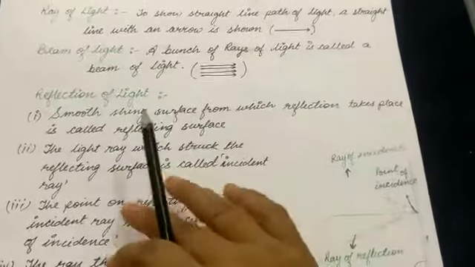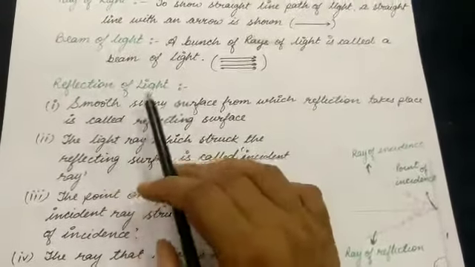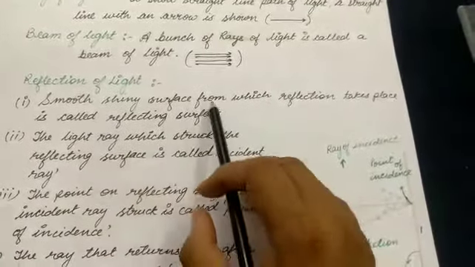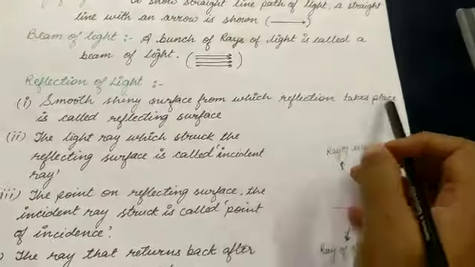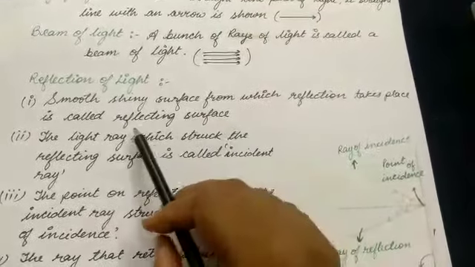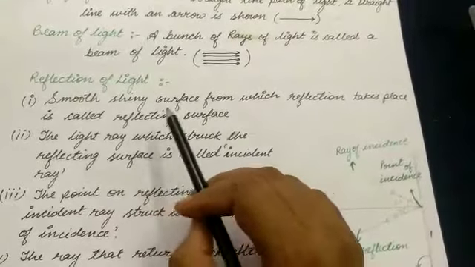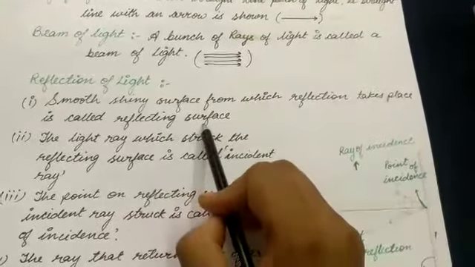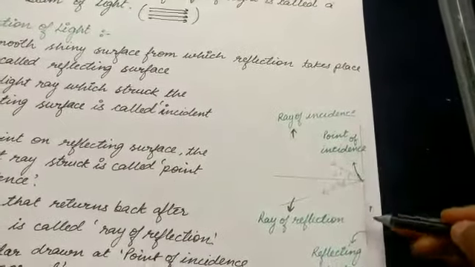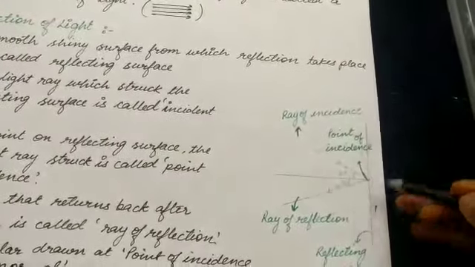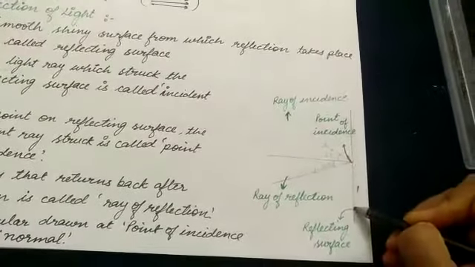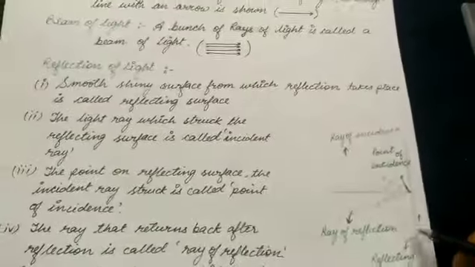Now, regarding reflection of light, here are a few things. A smooth shiny surface from which reflection takes place is called the reflecting surface, or we can say the surface with which reflection is going to take place is called the reflecting surface. So here in this diagram, this mirror, a straight line with a shaded area behind, behaves like a reflecting surface or a mirror.